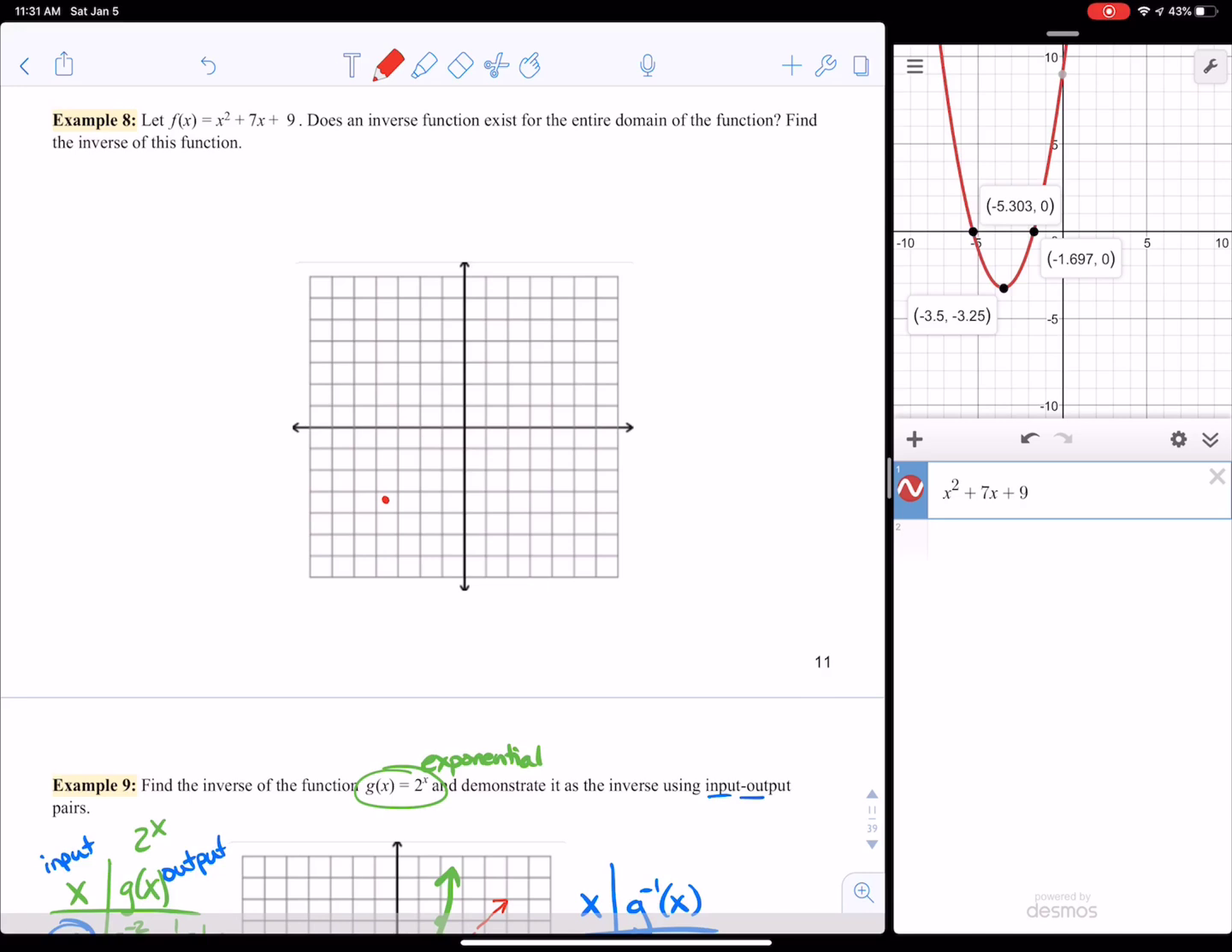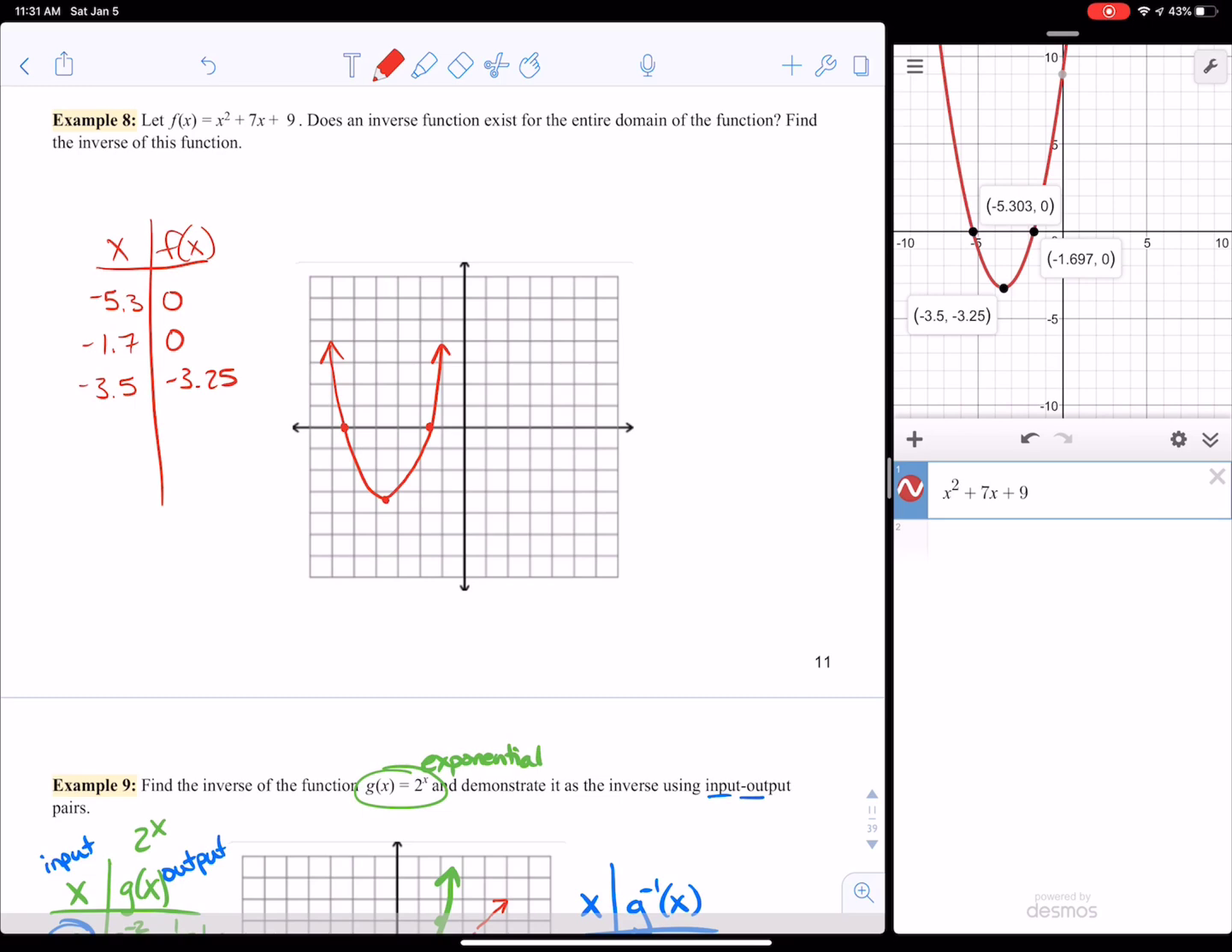Negative 5.3 looks like a 0, so 1, 2, 3, 4, 5, and a little bit further to the left. And then negative 1.7 approximately. So then I get a good sketch of my graph with 3 key points. Now what I'm going to do is write those down in my table. So I have f of x is my original function. And let's just jot down negative 5.3, 0, negative 1.7, 0, and negative 3.5, negative 3.25.